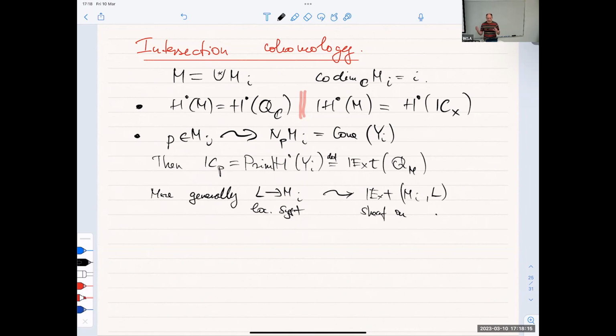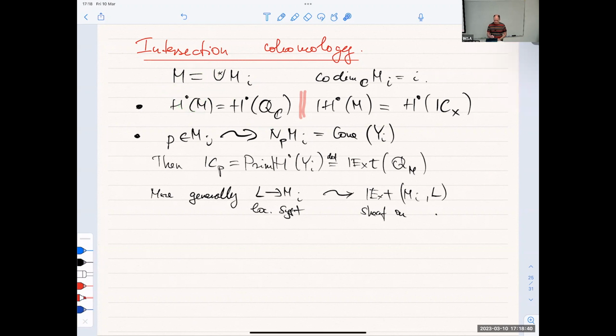Okay? If you actually read the books, nobody's going to tell you this immediately. People will tell you also different things, but in reality, for us, this construction is the important one. So what's the following? As I did before, we assume that M, the variety M, is a stratified space, and these M_i are the strata.